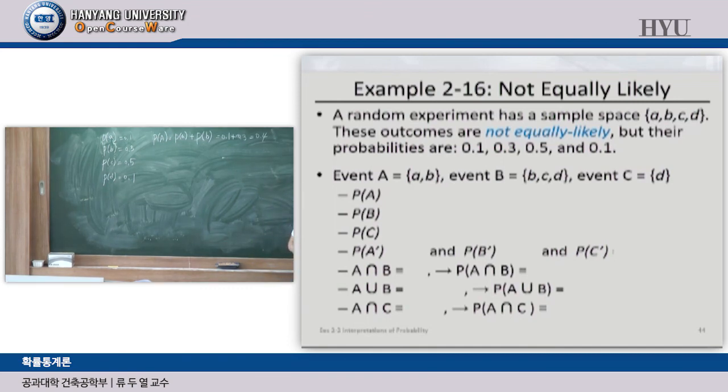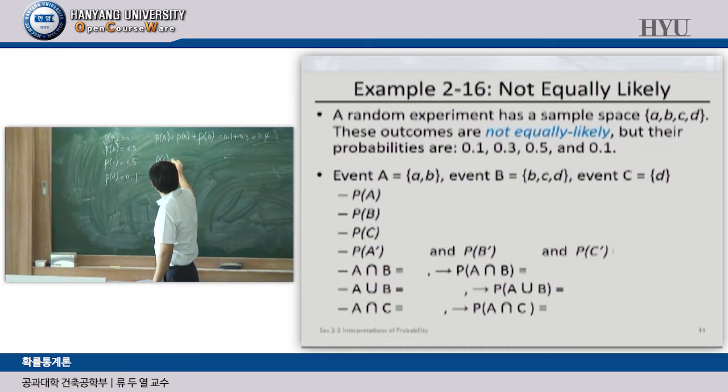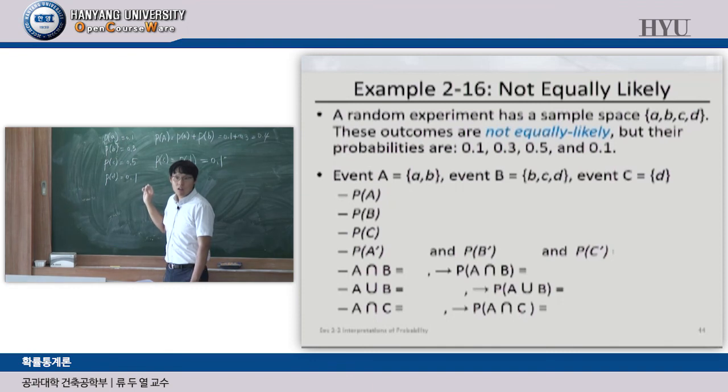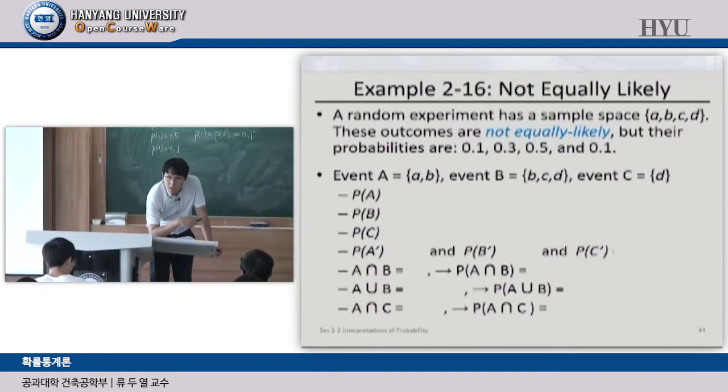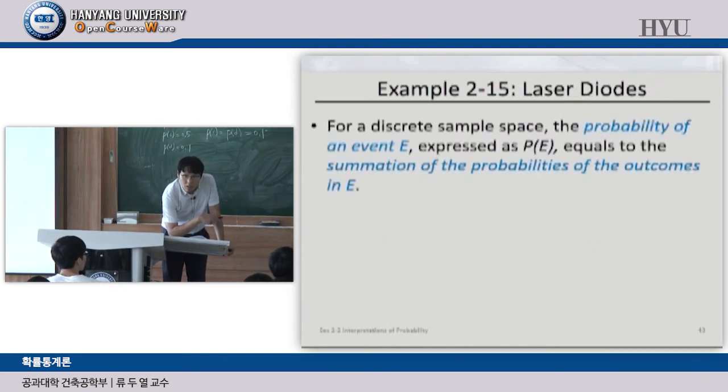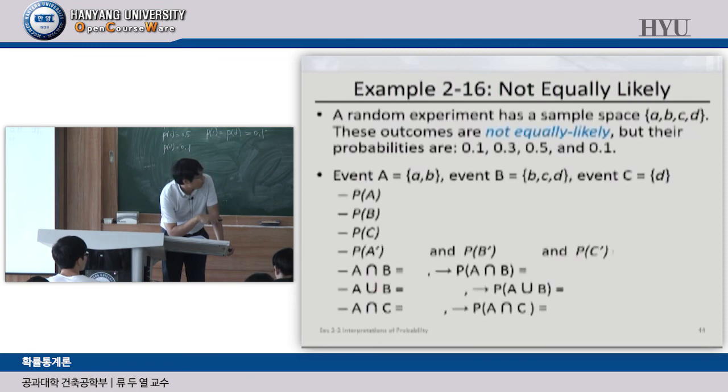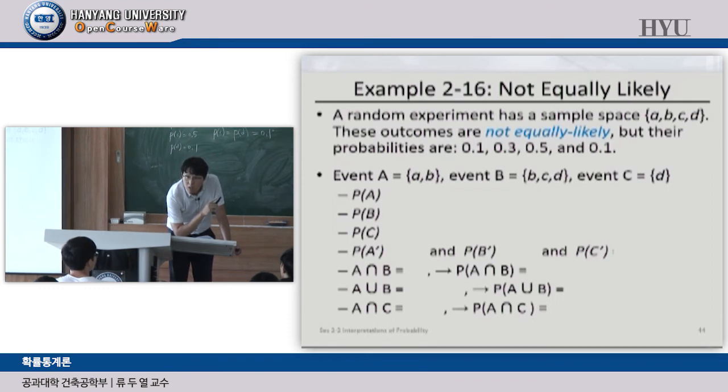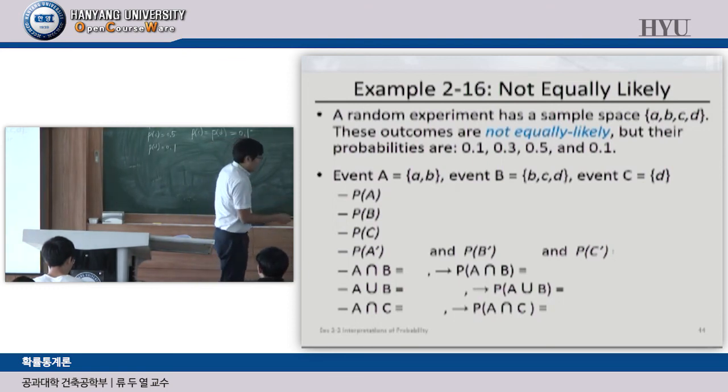And we are going to calculate the probability of the event C here. The probability of the event C will be the probability of d, and that is 0.1. Okay? As I mentioned in the previous slide, this concept is very important. Why? When we want to calculate the probability of an event, we have to know the probability of each element, and the total probability of the event can be calculated by the summation of each probability. So the probability of the event A will be 0.4 based on the summation of each probability.